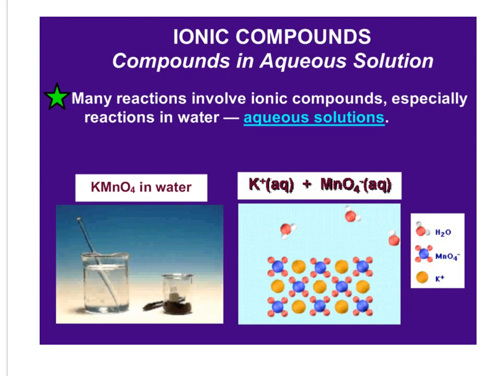Okay, so then we've got ionic compounds, and those are going to be in aqueous solution, which is water. Remember I said water has those polar hydrogen bonds, right? So what water does is when you stick an ionic compound in there, it pulls them apart, it dissociates, and so you get your ions when you stick an ionic compound in water.